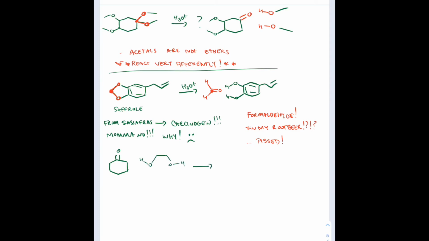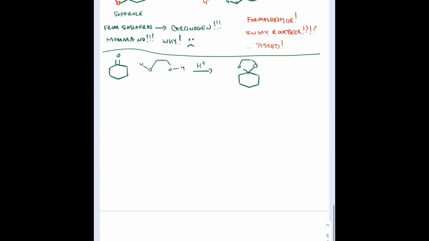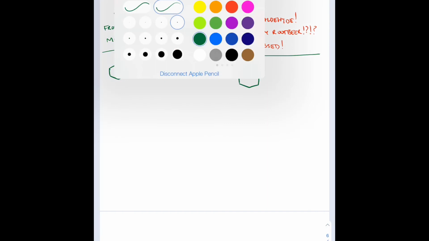All right, so we have another practice problem. We have this cyclic ketone, cyclohexanone, with ethylene glycol, aka our diol, and then boom, what does it form? It forms this fancy looking acetal. So we should know how to do this. Just jump straight to the product again.